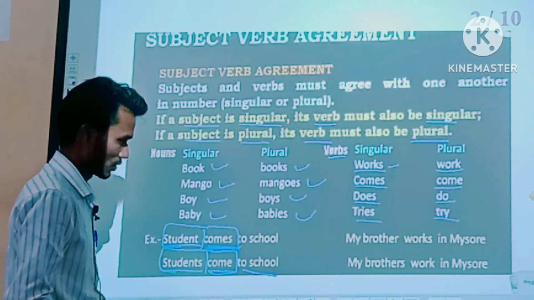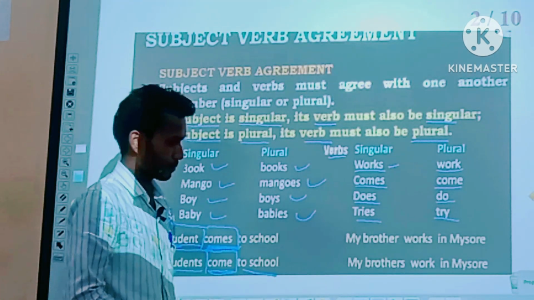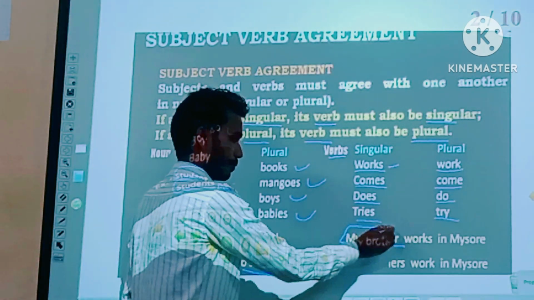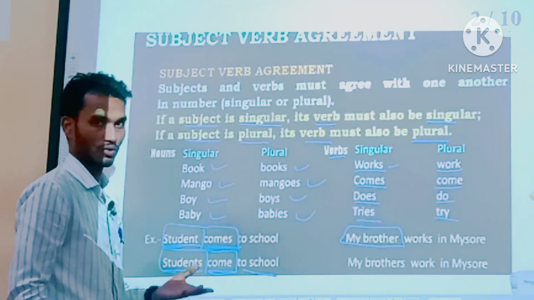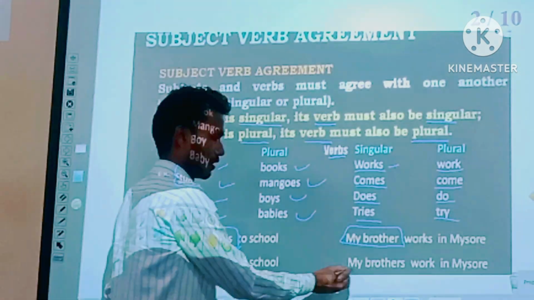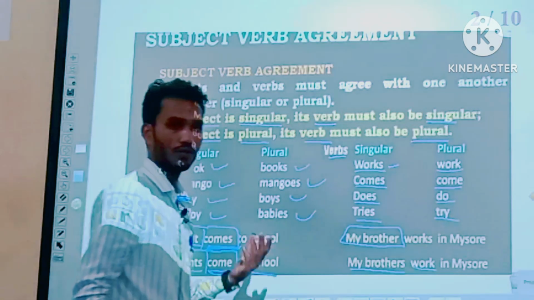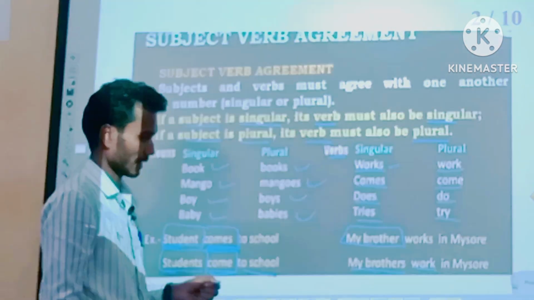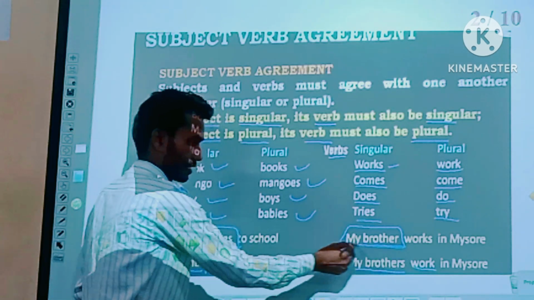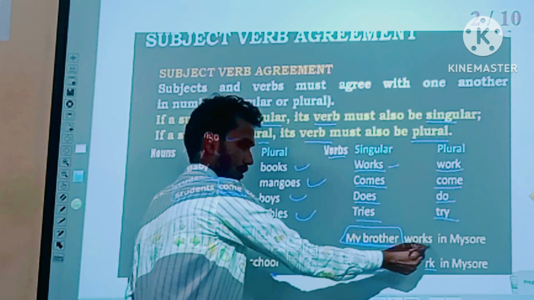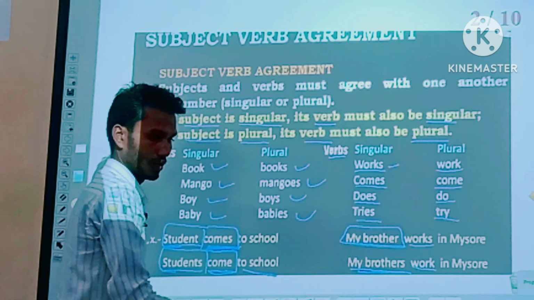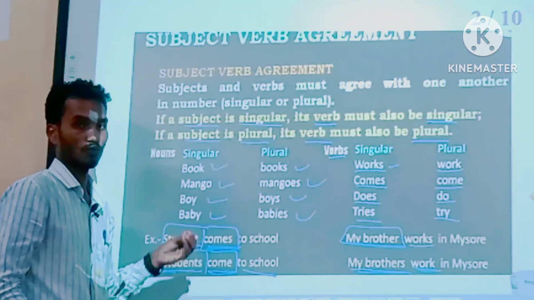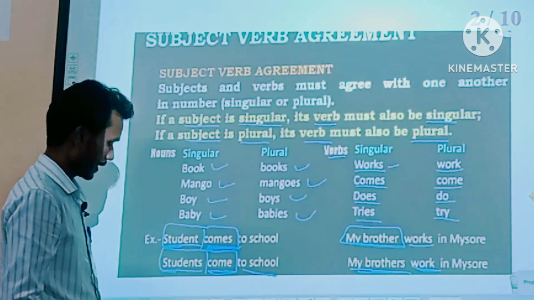So I am going to give some other example now. My brother works in Mysore. Here my brother is singular, but when it is my brothers, it becomes plural. The verb here is also used plural, right? My brother works in Mysore, right? If the subject is singular, verb must be singular. If the subject is plural, verb must be plural. My brothers work in Mysore, right?